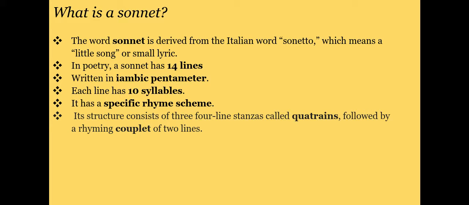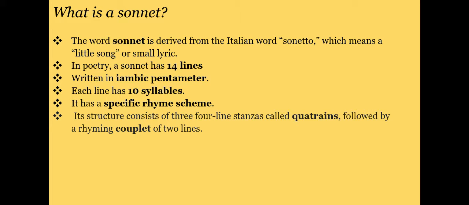It's always exactly 14. It's also written in iambic pentameter, and all that really means is that each line has 10 syllables, or 5 beats in it. The other thing that makes a sonnet is it has a very specific rhyme scheme, and we'll take a look at that in just a second.